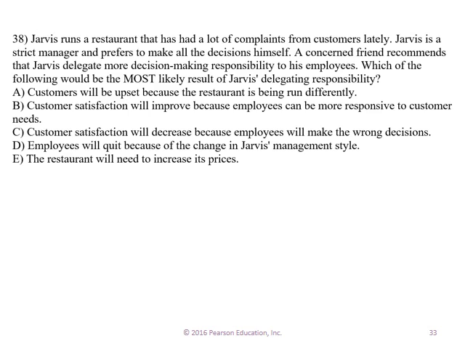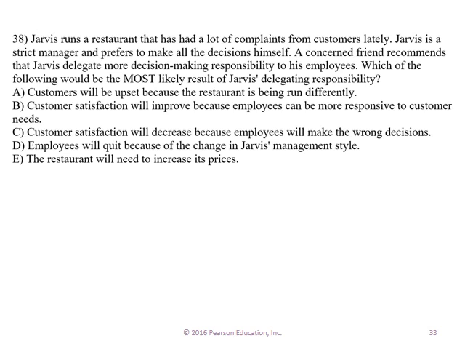Customers will be upset because the restaurant is being run differently. They don't care unless Jarvis was always coming straight to their table and saying, how can I help you today? Now Jarvis doesn't show up. They might not like that. But they probably don't care as long as their chicken's cooked, right? Okay, in the restaurant. Okay, item B, customer satisfaction will improve because employees can be more responsive to customer needs.